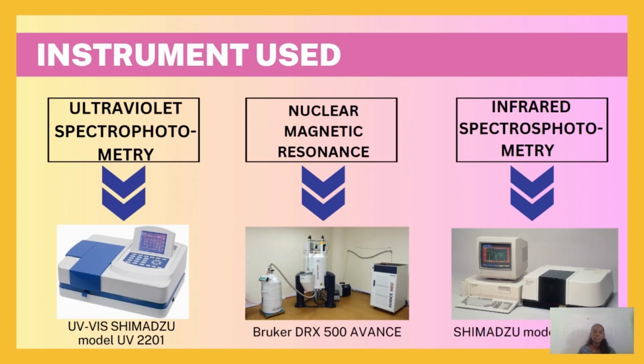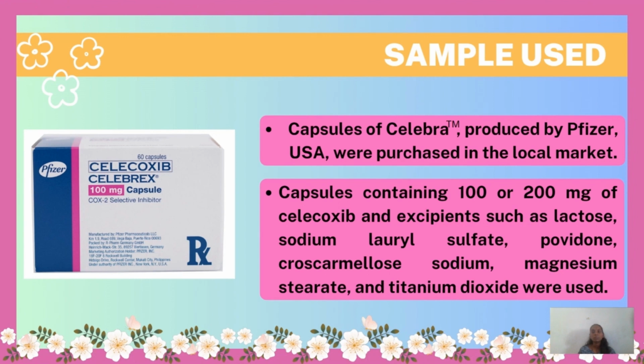The third part is the instrument used. Based on the study, for the ultraviolet spectrophotometry, the instrument used is the UV-Vis model 2201 with an automatic wavelength accuracy of 0.1 nanometer for the identification. The nuclear magnetic resonance was carried out using the Bruker DRX 500 advanced, operating at 500.13 MHz. For the infrared spectrophotometry, the instrument used is the FTIR model 8101. Next, we will move on to the sample used.